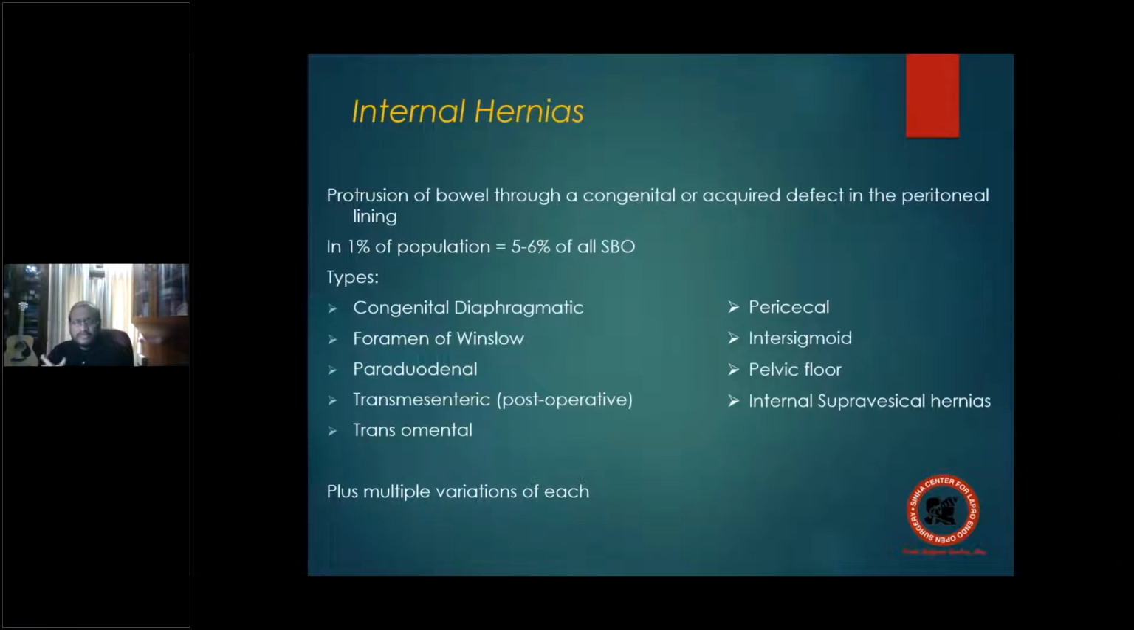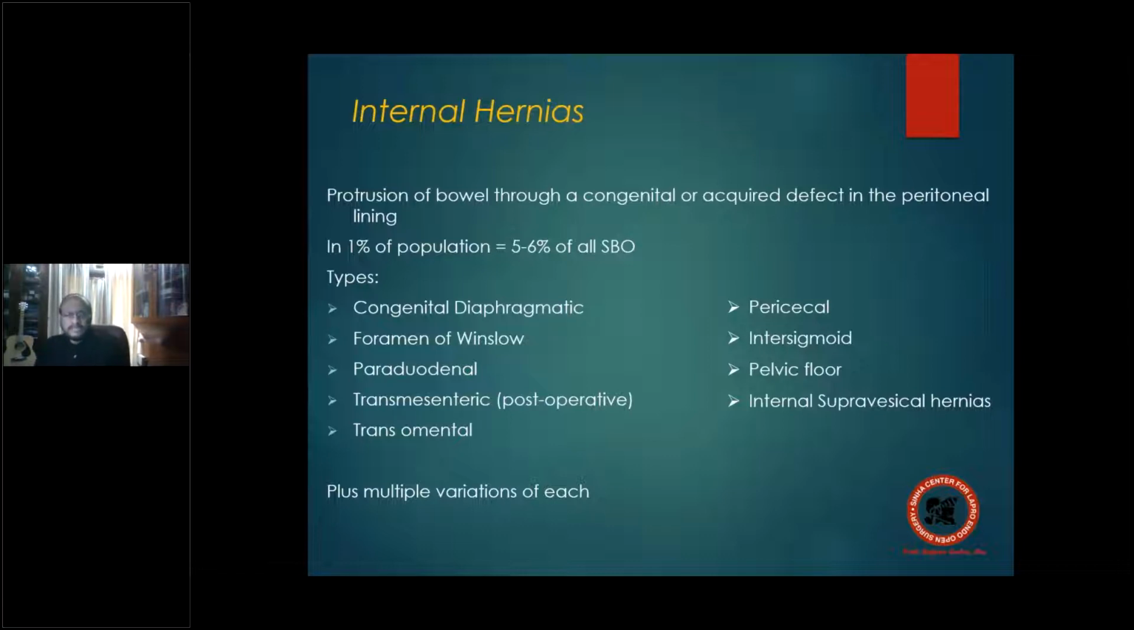And you can define the internal hernia as the protrusion of the bowel through a congenital or acquired defect in the peritoneal lining. Just like an external hernia is a protrusion through one of the defects in the abdominal wall or elsewhere in the first containing layer, here also it has to be in the peritoneal lining. It should be a congenital or acquired defect in the lining. Only then you'll have an internal hernia.